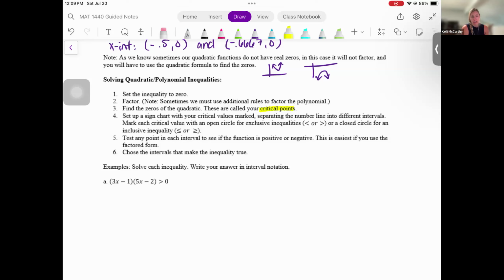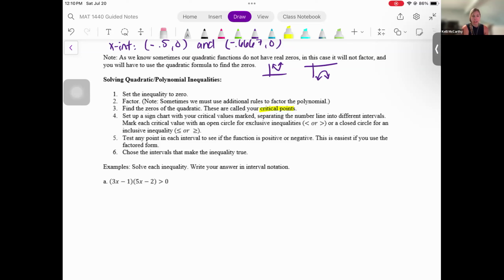At each critical value, you're going to mark it with either an open circle or a closed circle. We'll use an open circle if it's an exclusive inequality, so strictly less than or strictly greater than. And we'll use a closed circle if it's an inclusive inequality, so less than or equal to, greater than or equal to. That open circle, closed circle is going to help us in terms of writing our solution at the end of whether or not we're going to include those points.